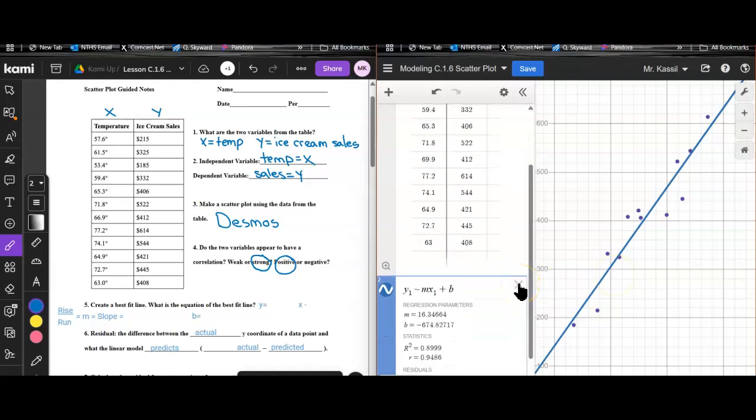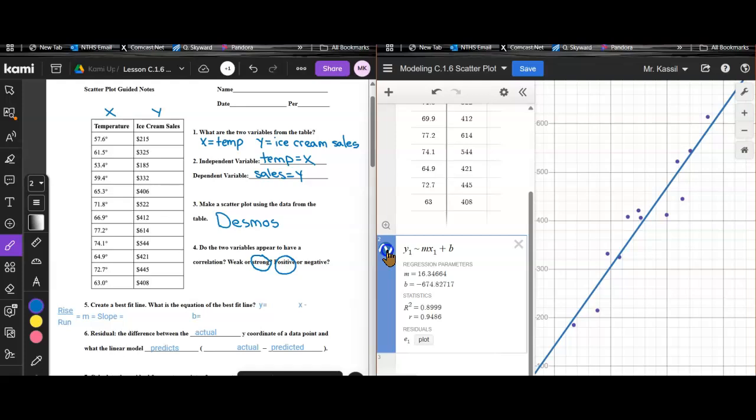I want to point out, in case you haven't used Desmos before, you can change the colors. So if you're like, I want this to be a different color, you can make that to your preference. So I'm going to leave it as blue and purple here.